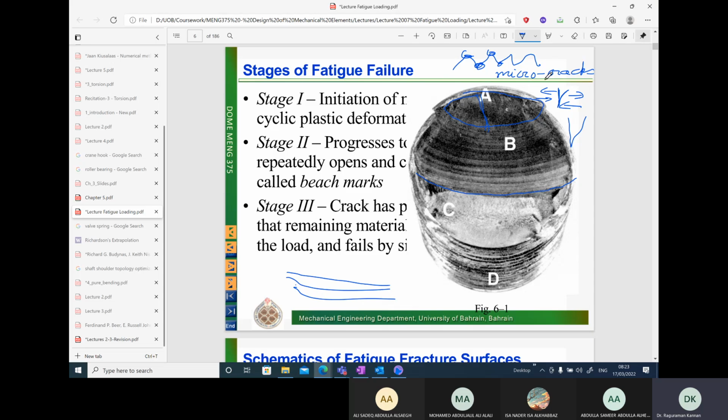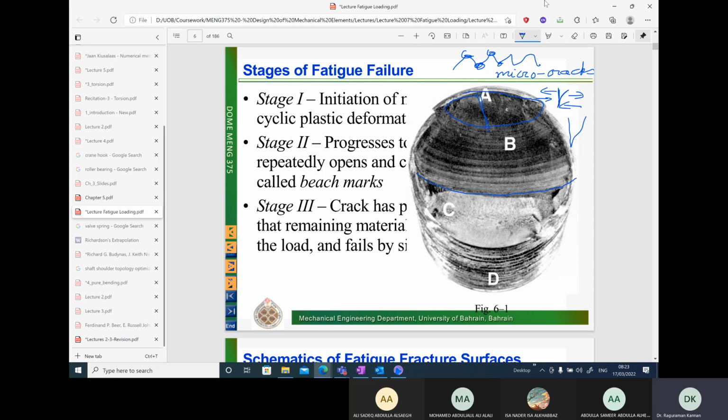Because there are already micro cracks which are formed. These micro cracks propagate inside and then cause fracture during the fatigue phenomenon. Also, in the last chapter, we solved an example problem. If you recall, in the example problem, what did we see?